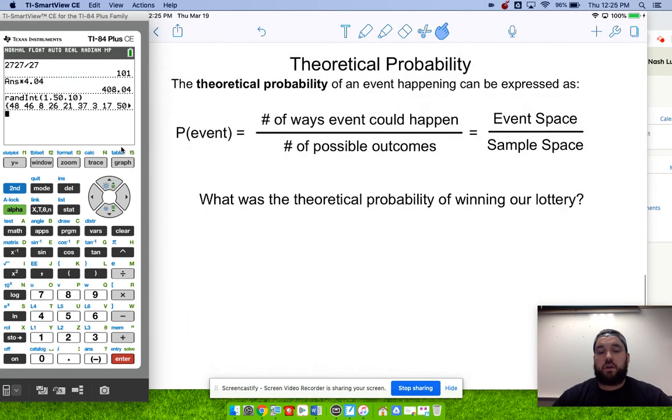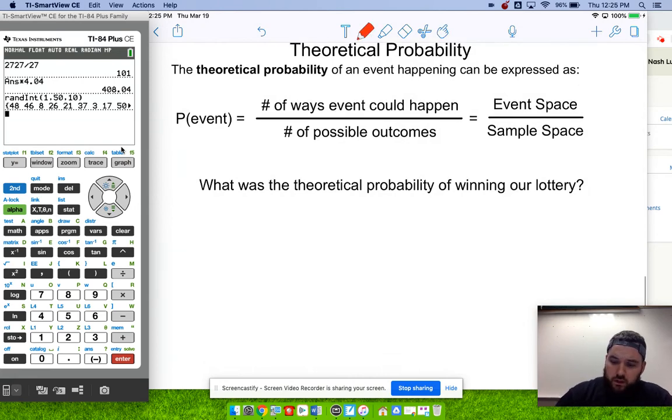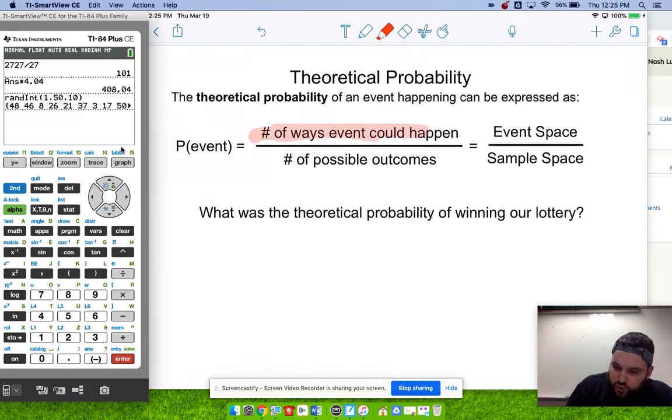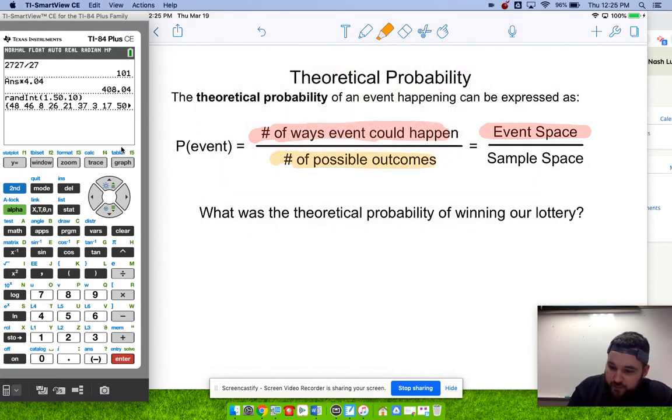Okay. The other type of probability we want to talk about is theoretical. So experimental is an event that actually happened, but let's talk theoretically. What are your chances of winning the lottery? Or this lottery, at least. So the definition changes slightly with theoretical. The numerator is now the number of ways an event could happen, which is also referred to as the event space. And then the denominator is how many possible outcomes there are, which is pretty similar to the other type of probability. But the number of possible outcomes is often referred to as the sample space.